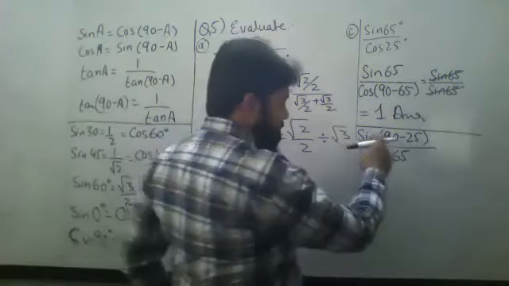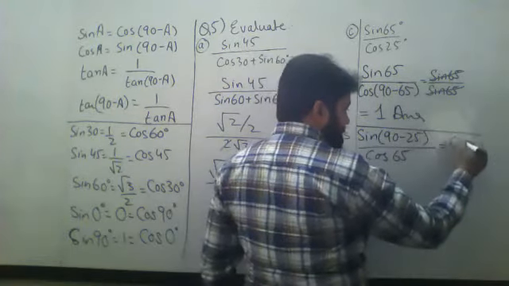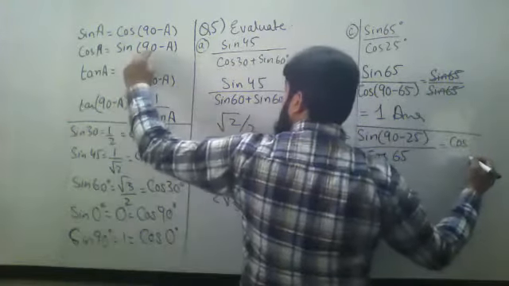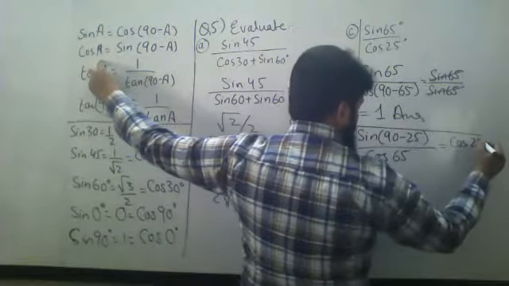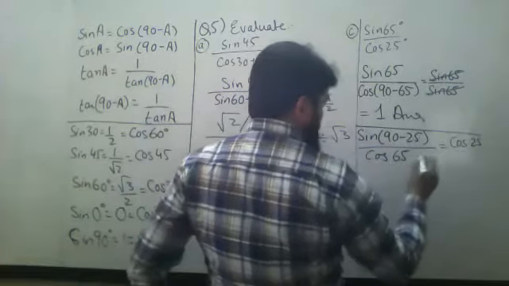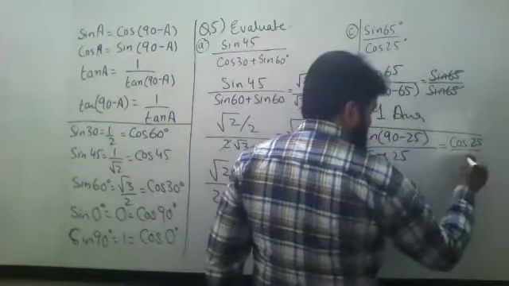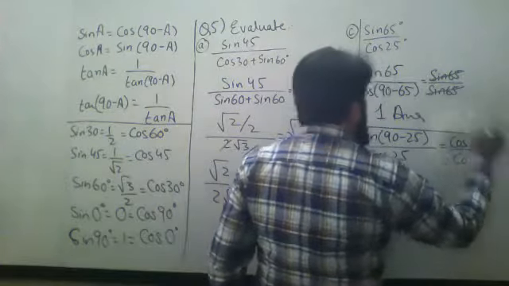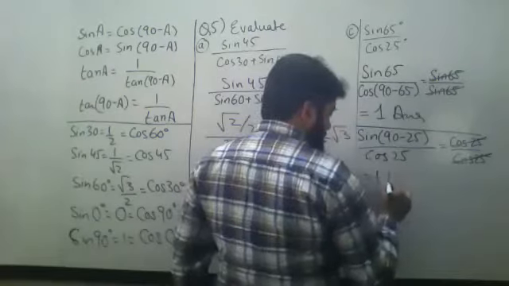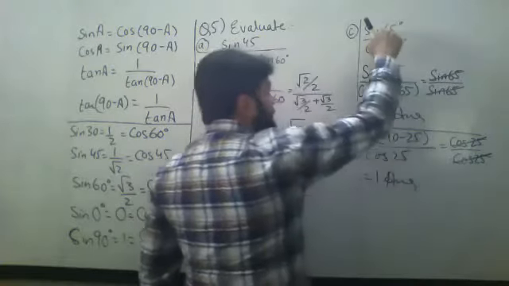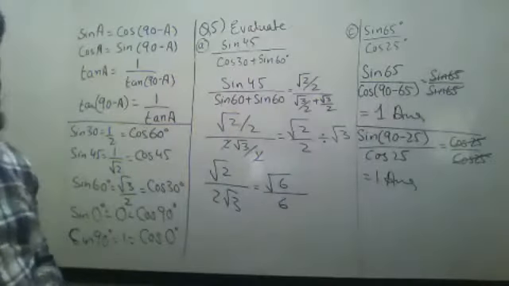So when I simplify it, sin (90 minus A) will become cos 25, and cos 25 in the denominator also cancels. The answer will be 1. So whether you shift this one or this one, the result will be the same in this scenario.